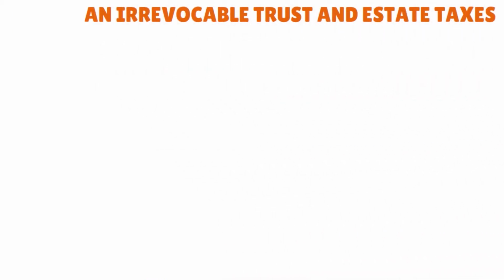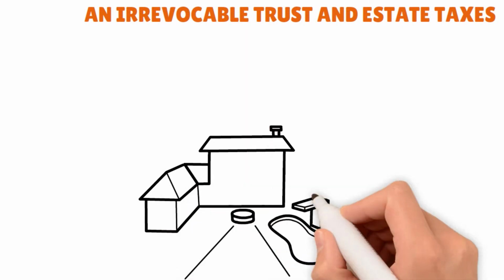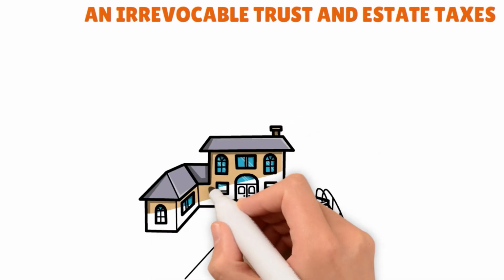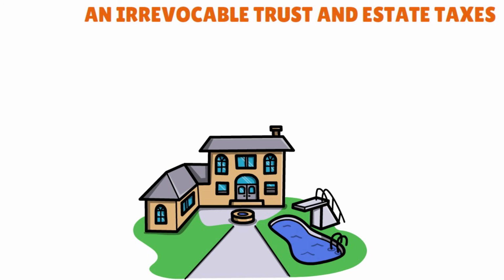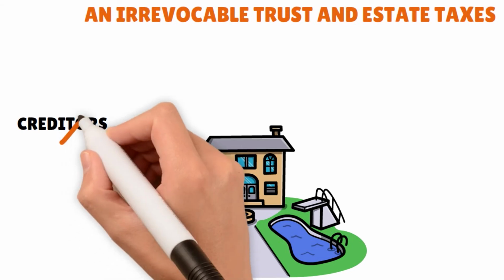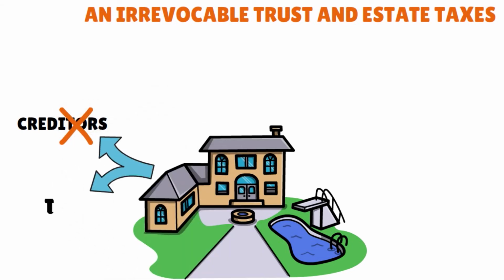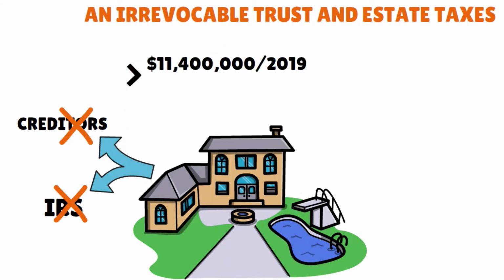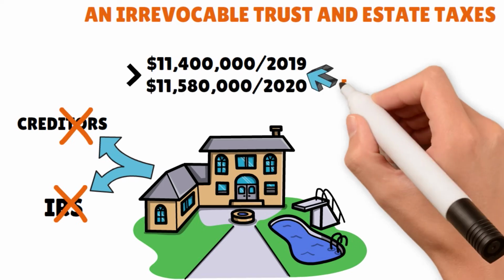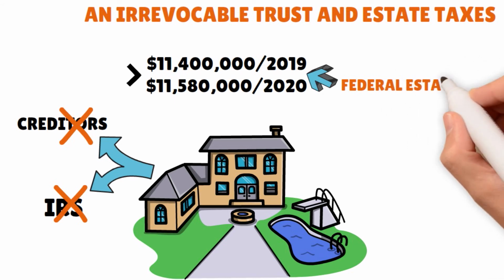Now, let's talk about estate taxes. Property that you've transferred into an irrevocable living trust does not contribute to the value of your estate for estate tax purposes. Just as your creditors and judgment holders cannot reach it, neither can the Internal Revenue Service tax your estate on its value. This can be very beneficial if you have a very large estate. Estates valued at more than $11,400,000 in 2019 and $11,580,000 in 2020 are subject to a federal estate tax on the balance of their values over this threshold.